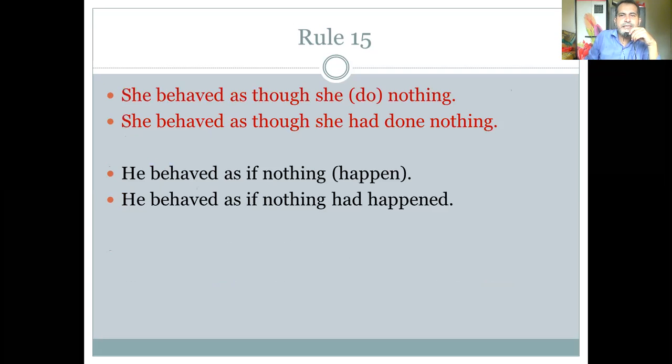She behaved as though she (do) nothing. She behaved, the earlier part, the first part is in past indefinite. That's why the later part will undoubtedly be in past perfect. She behaved as though she had done nothing. The next example follows the same pattern. He behaved as if nothing happened. So you can use the past perfect pattern here. Nothing had happened.